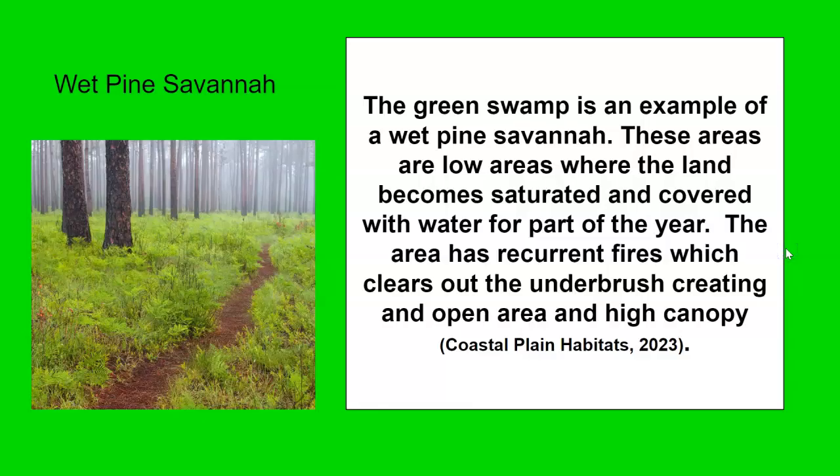The green swamp is an example of a wet pine savanna. These areas are low areas where the land usually becomes saturated and covered with water for part of the year. The area also has recurrent fires which clear out the underbrush, creating an open area and high canopy.